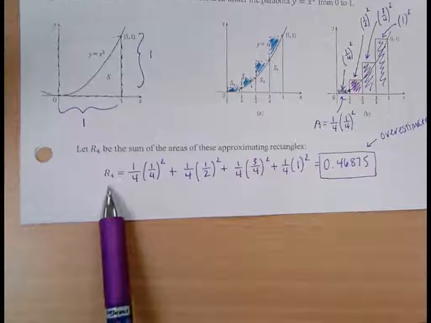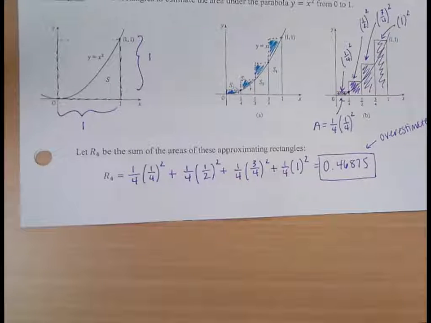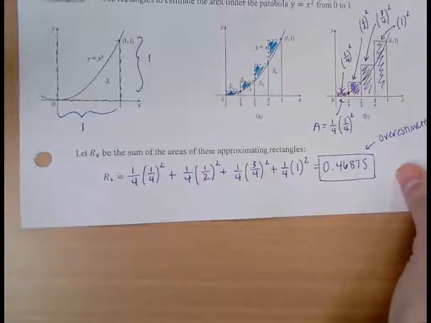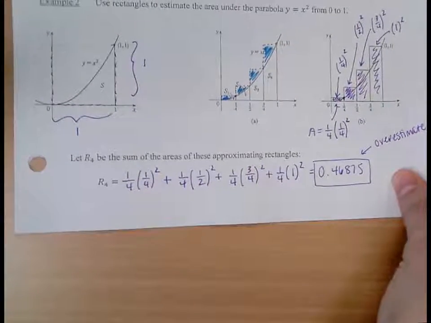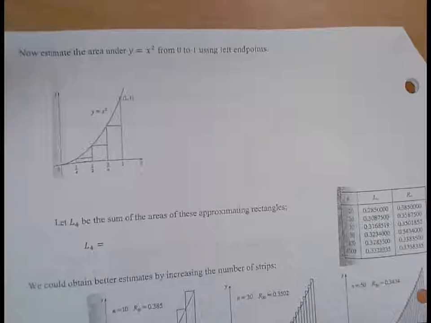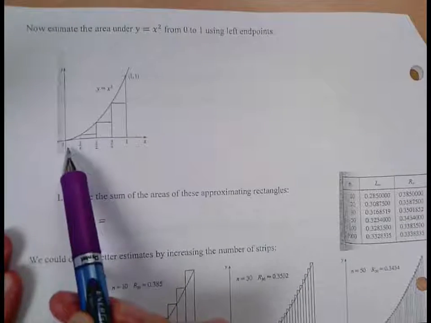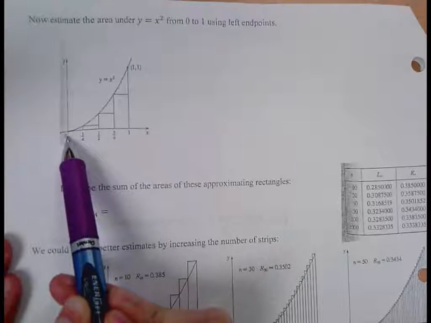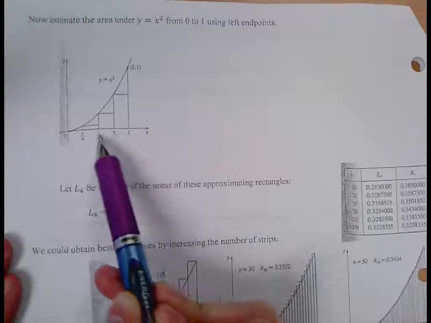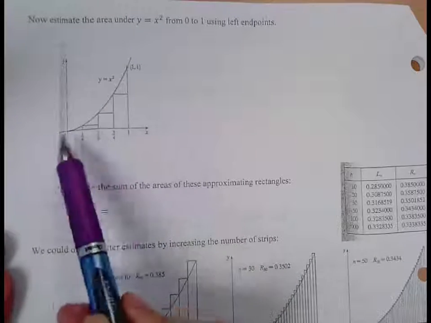Now, that doesn't mean right endpoints are always overestimates. It depends on the curve. So for this particular curve from 0 to 1, the right endpoints give you an overestimate. So then, rather than using right endpoints, we could have also approximated it using left endpoints. So that means we still have the same intervals, 0 to 1/4, 1/4 to 1/2, 1/2 to 3/4, 3/4 to 1.